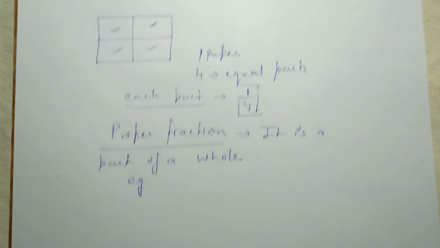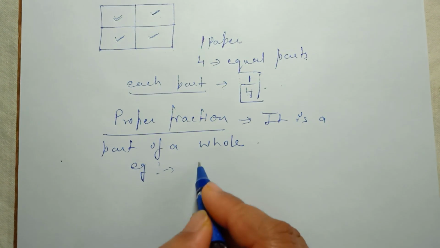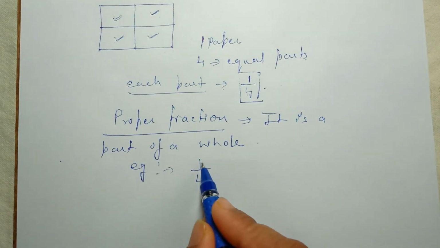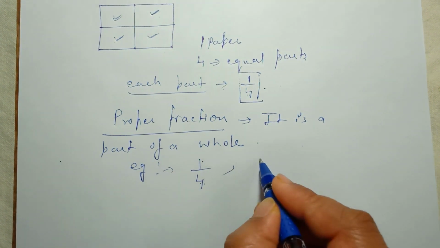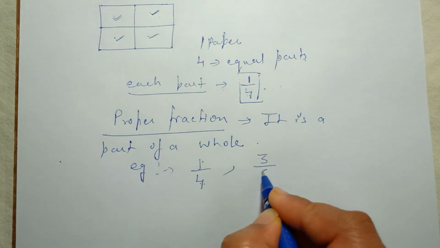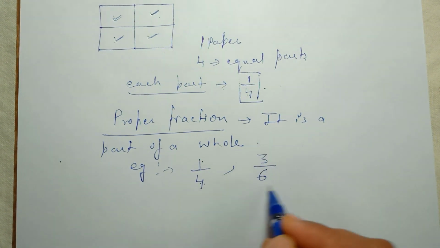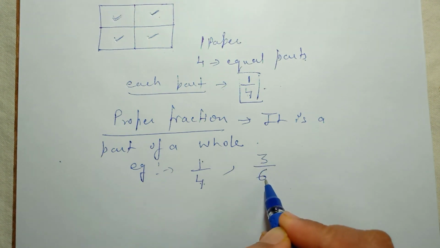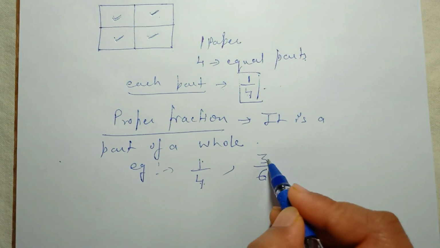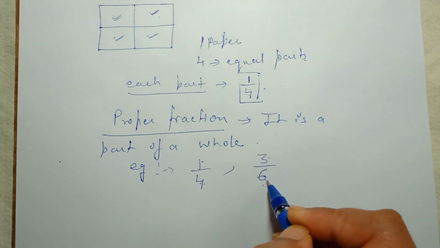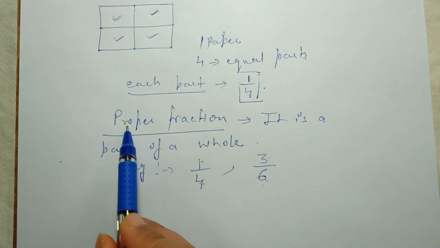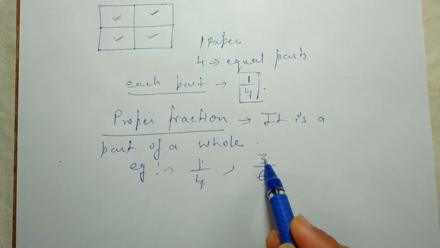Some more examples I am taking. The first example we have taken is 1 upon 4. Here, numerator and denominator, you can observe the numerator is less than the denominator. If I take another example, 3 by 6, it means a whole is divided into how many parts? 6 equal parts, and the parts taken will be called 3 upon 6. Again the numerator is smaller than the denominator. So this point you have to note down: in a proper fraction, the numerator is always smaller than the denominator.